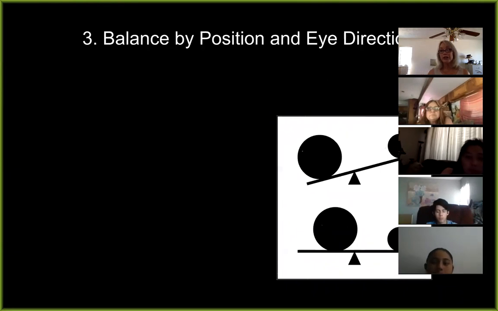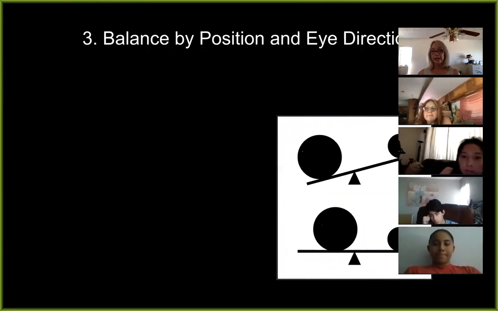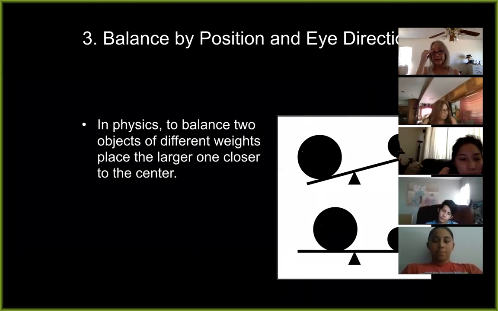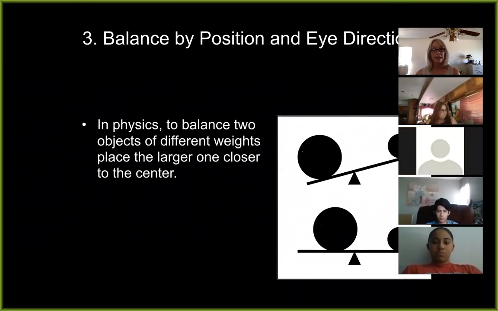Third, we have achieving balance by position and eye direction. This is a little more subtle than the previous ways. So you've all seen a teeter-totter or a seesaw like this, and you've probably all taken some sort of physics class where if you want to balance two objects of different weights, you have to put the larger one closer to the center. That is positioning something to achieve visual balance. And you can see that in this example here.